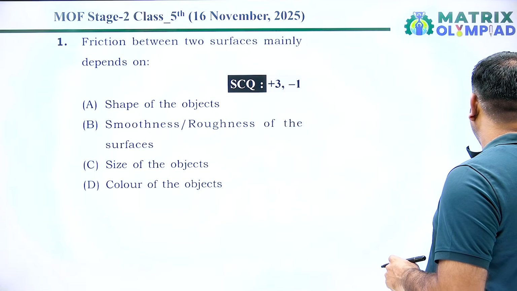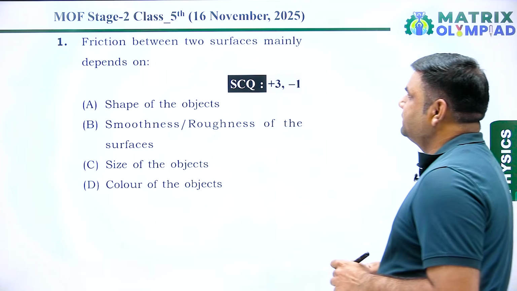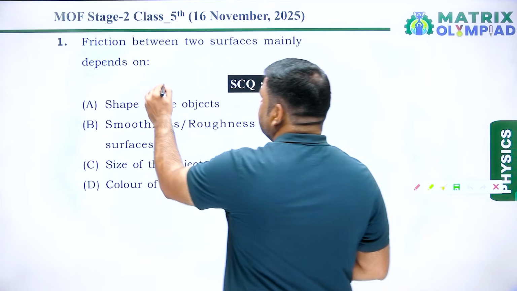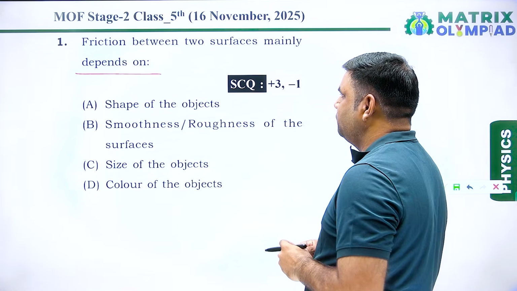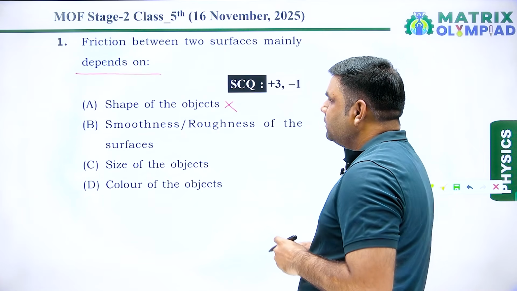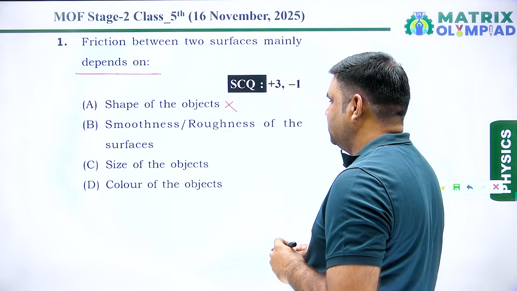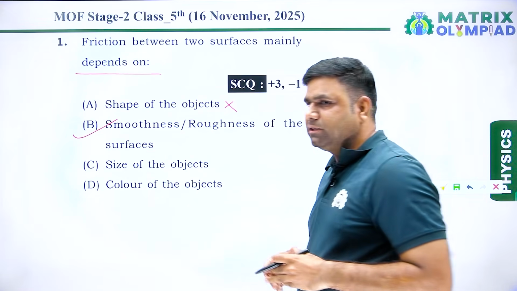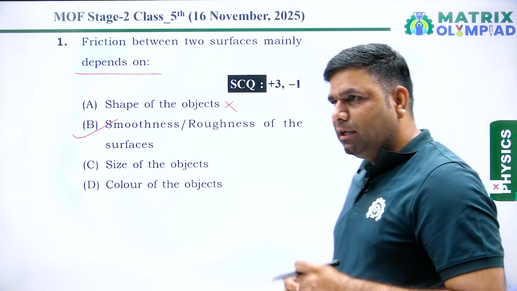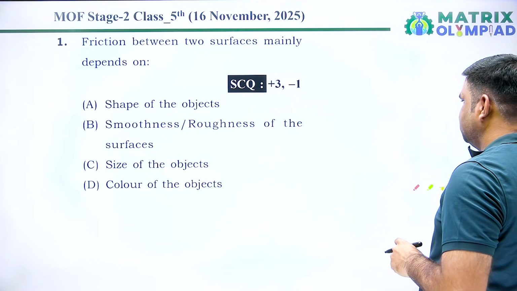In question number 1, friction between two surfaces mainly depends on. Option A is shape of the object, no. Smoothness and roughness of the surface, yes. So our correct answer of question number 1 is option number B. Let's move to the next question.